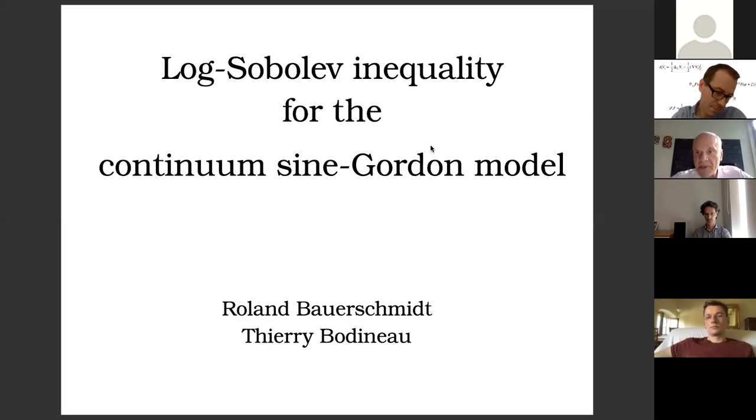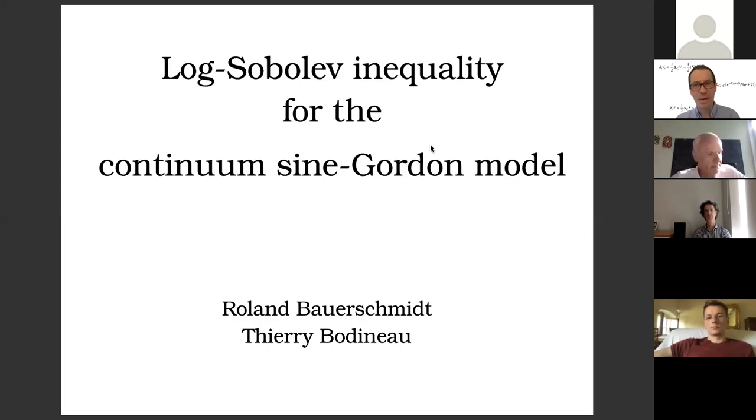His emphasis is maybe more on lattice models, and so the title of today's talk already emphasizes that it will be about a continuum model, namely the continuum sine-Gordon model, and he talks about a Log-Sobolev inequality for this model. So happy to have you here, Thierry. Thank you very much for this introduction and for this invitation.